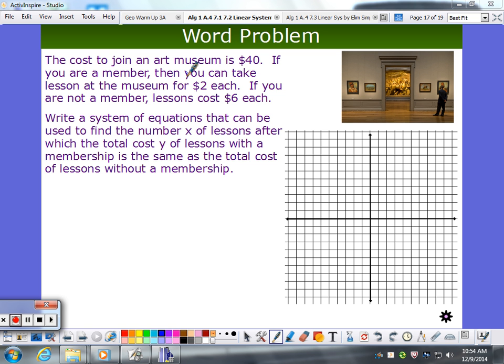Now, if you're not a member, you can still take the class. It just costs more. It's $6. So I want to write a system of equations that can be used to find the number of lessons where it's going to cost the same. Like, should I be a member? Should I not be a member?